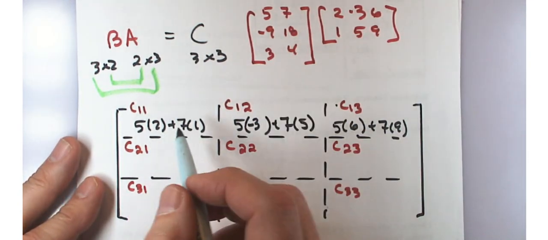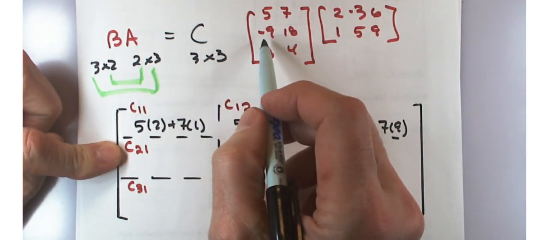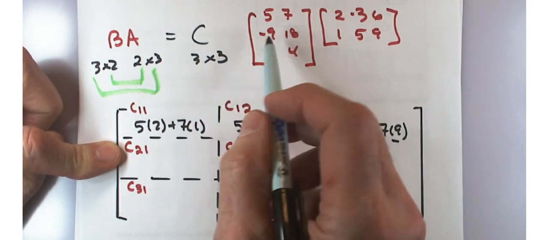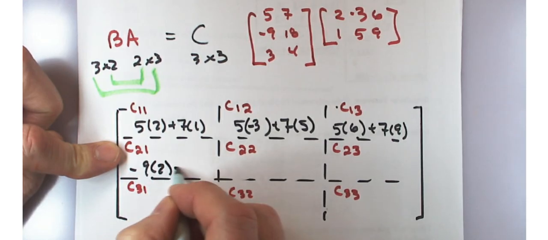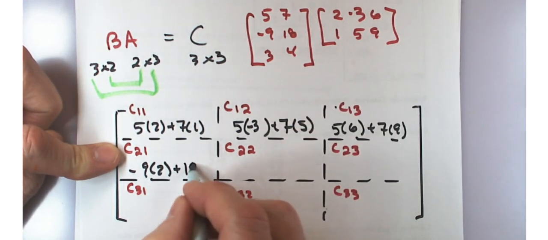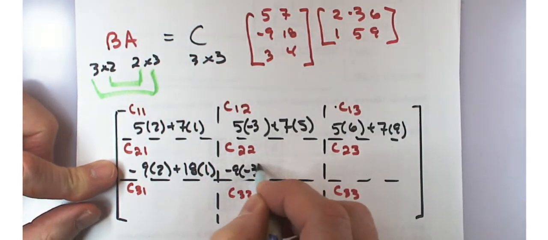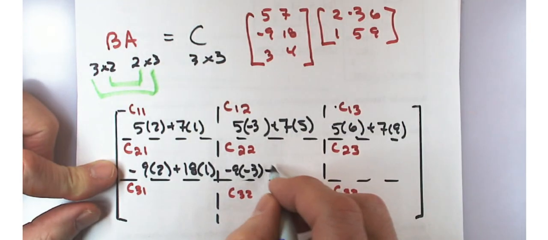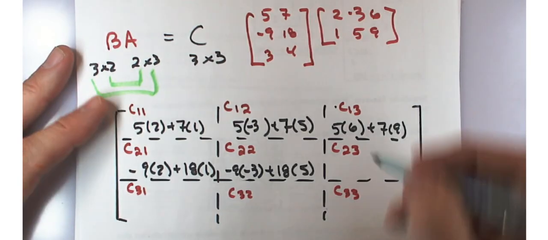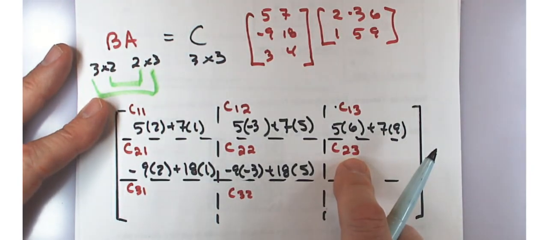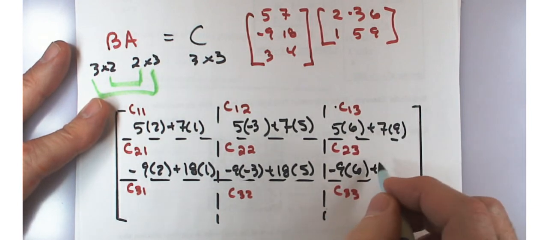Let's keep going with the second one. So C21, that's going to put a negative 9 and an 18 for this row times this column. So negative 9 times 2 plus 18 times 1. And then negative 9 times negative 3 plus 18 times 5. C23, negative 9 times 6 plus 18 times 9.